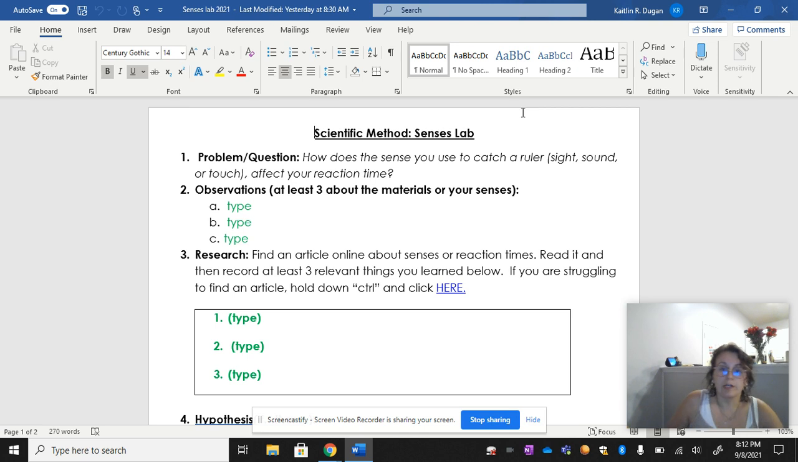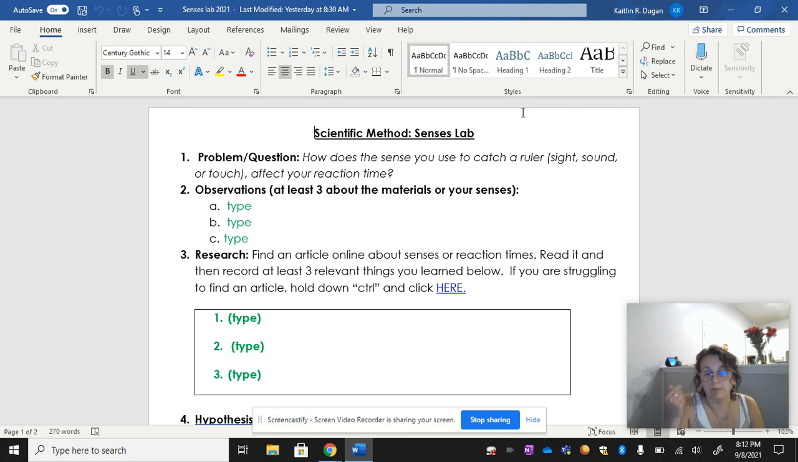We are going to be starting on our senses lab. So the whole thing about this is we are going to be seeing how your senses impact your reaction time. Now, some of you may have done something similar to this before, but of course, there is going to be a little bit more scientific premise around it. It's more of a science premise than just having fun, okay?